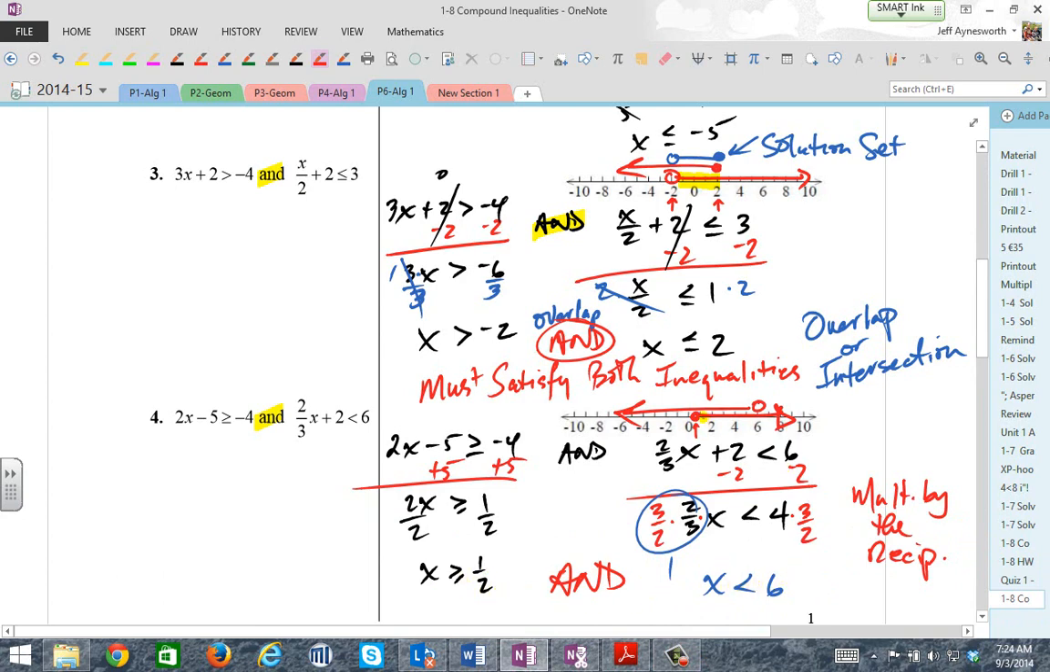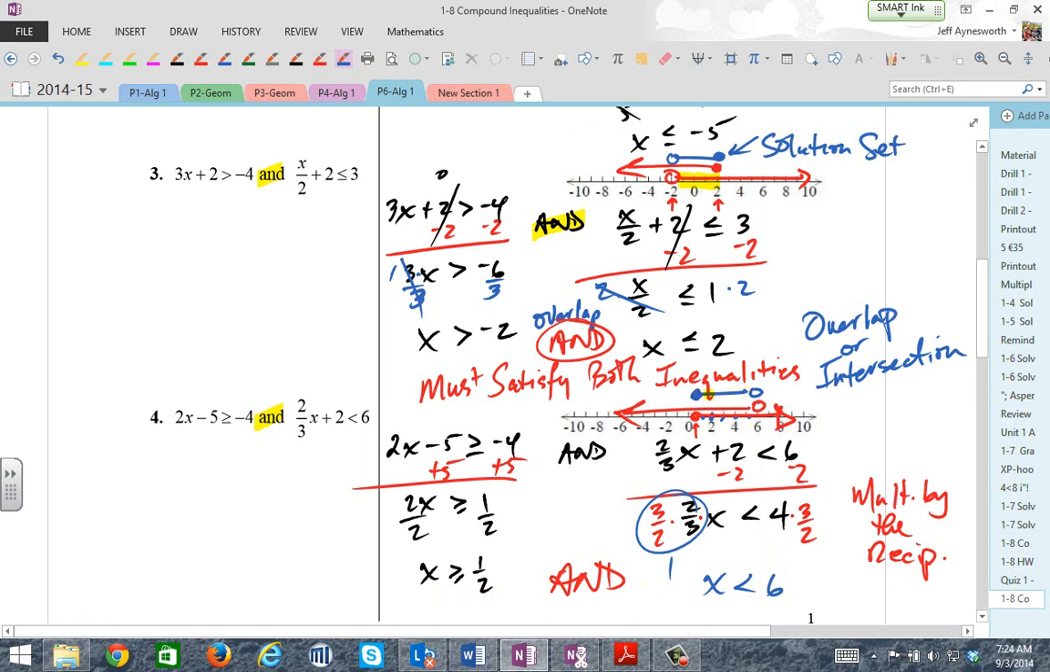In fact, let me put it in blue here. 1's right about there. And 2 satisfies both of them. 2 is greater than 1/2 and less than 6. And 3 and 4 and 5. All right, but not 6. So we're going to open at 6 and close at 1/2 and all points in between.